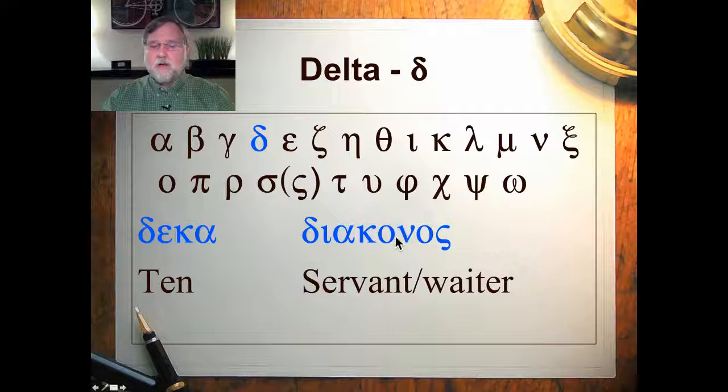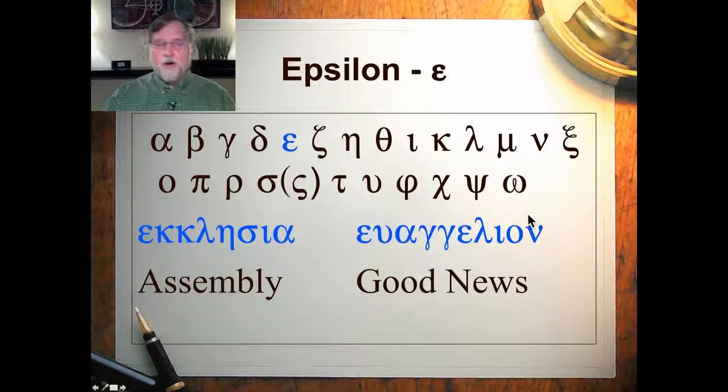So when Paul's talking about diakonos or deacons, this is what he's talking about. We'll spend some time eventually, probably next spring, looking at some passages with that word in it and see what kind of meaning we can pull from the Greek to better understand the English. So the two words you need to learn are deca and diakonos. But the letter is delta.